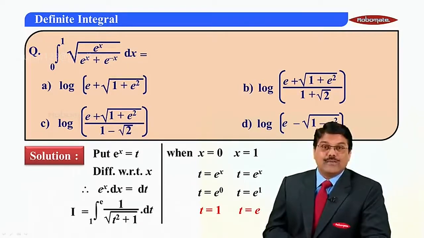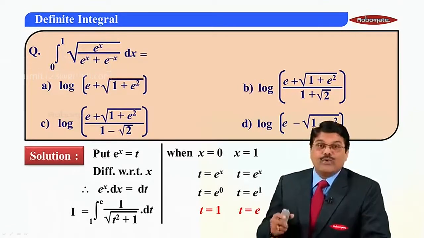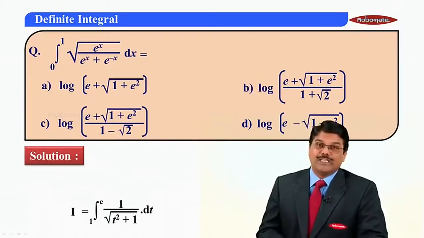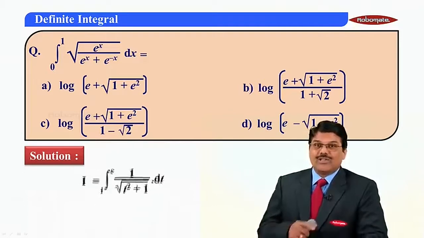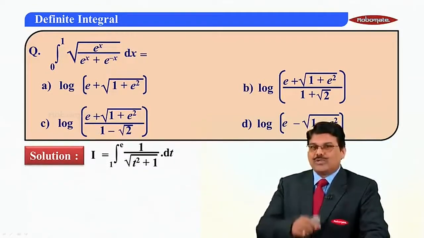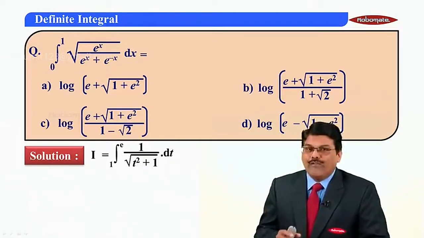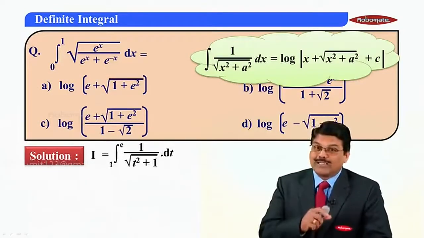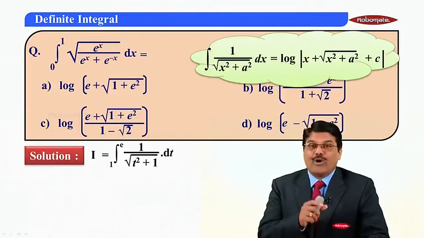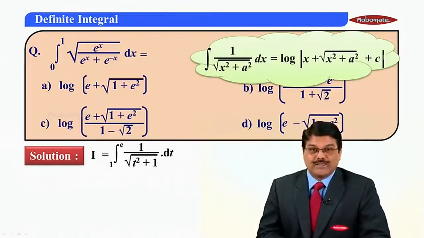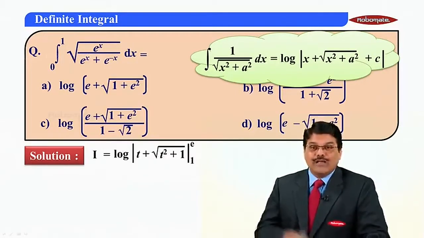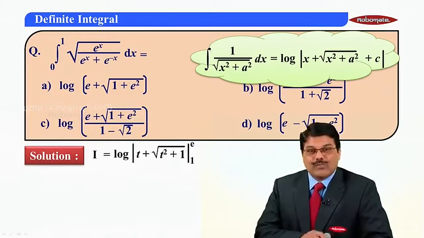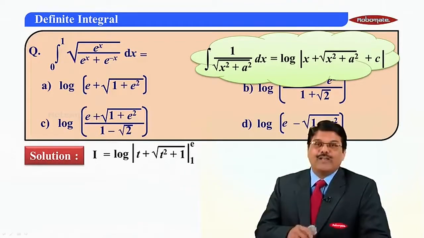So your integral will become, integration goes from 1 to e, 1 upon root of t square plus 1 with respect to dt. Right? Now let us solve that. Now students, look at that. Is it 1 upon root of t square plus 1? Is it in the form of 1 upon root of x square plus a square? The formula is log of mod of x plus root of x square plus a square, right? So by using that formula, we can write log of mod of t plus root of t square plus 1. It goes from 1 to e.